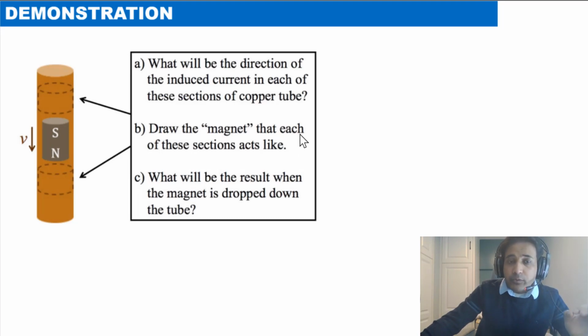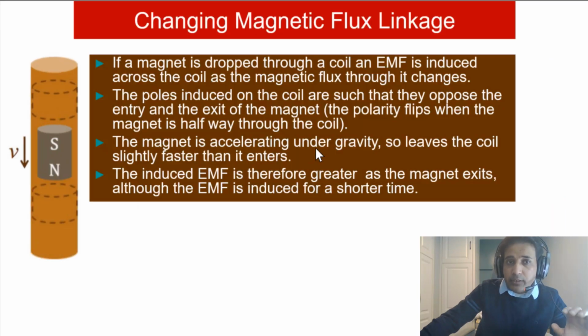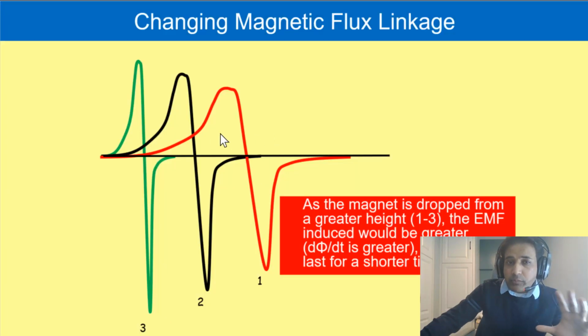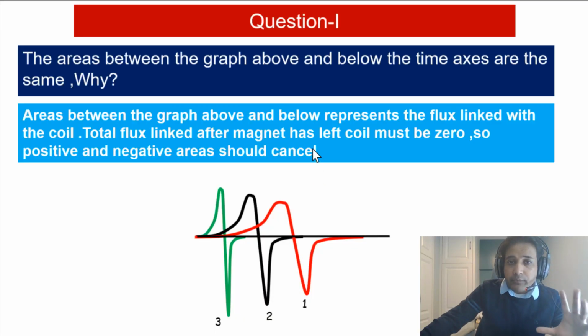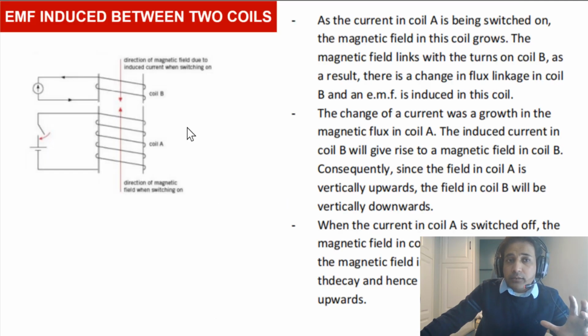I will do this demonstration in the class. I will drop a magnet through a plastic pipe and also through a copper pipe, and I will ask them some questions. I will ask them to explain, and then I will explain. So I will ask them some questions based on that demonstration. Here we will talk a little bit about these curves, the EMF against time graph, and I will ask them some questions.